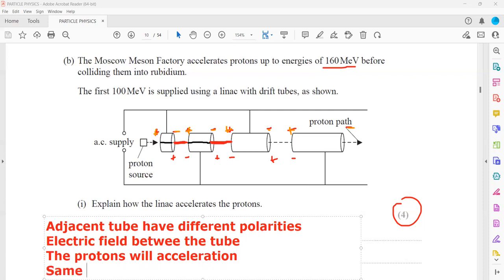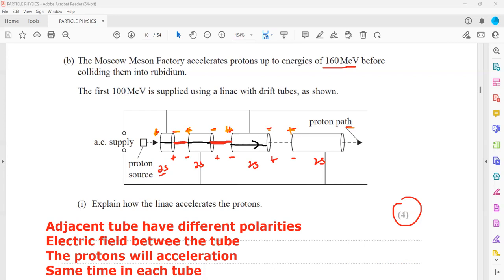And it takes the same time in each tube. Example, if this proton takes, say, 2 seconds to cross the first tube, the same 2 seconds, same 2 seconds in each. How is the time the same, even though the lengths of the tubes are different? The length of the tubes is different, but the speed is also changing. We have the formula, speed is distance over time, so time is distance divided by speed. The distance is increasing, speed is also increasing, so the ratio between them remains constant. That's why the protons take the same time in each tube.